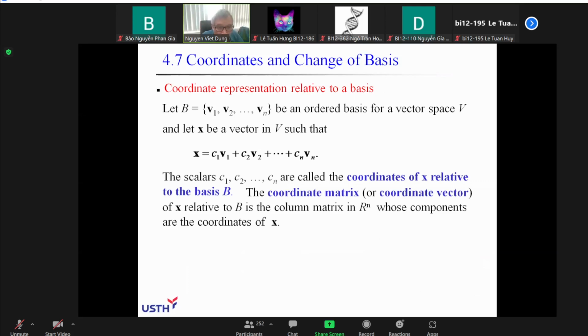So usually the coordinates will be written in a column, and then we call it the coordinate matrix or coordinate column of X. You can see it here. C1, C2, Cn is usually written in a column like that. That is the coordinate column or coordinate matrix of X. And in order to specify that it is the coordinate relative to the basis B, we put the B here as a subscript, X_B equals that one. So that is the way we write the coordinates of a vector.